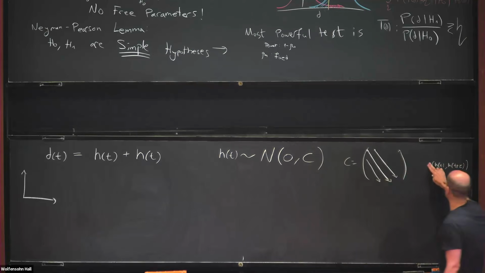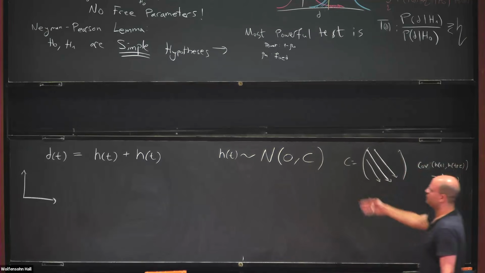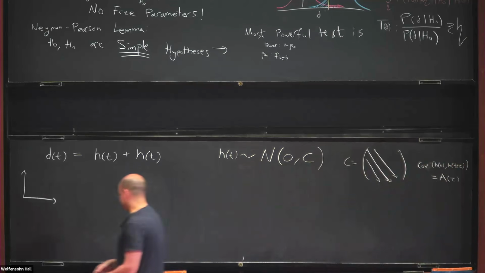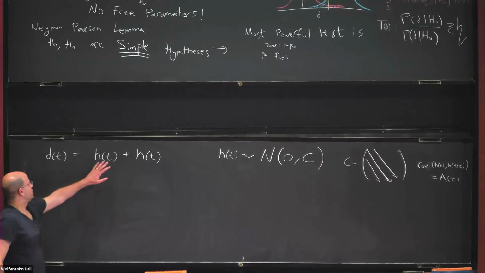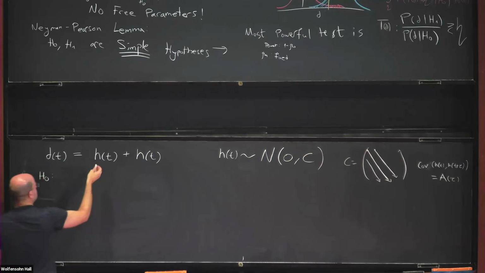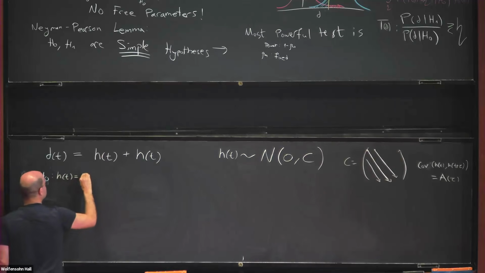When I say C, I mean covariance. So we have some covariance matrix and we have the data. And what is Neyman-Pearson telling us? Let's write explicitly. H0 says that h(t) is equal to 0. That's what H0 is telling us.